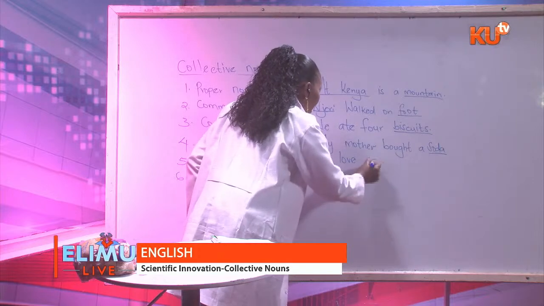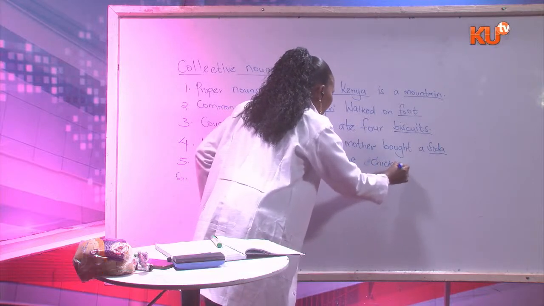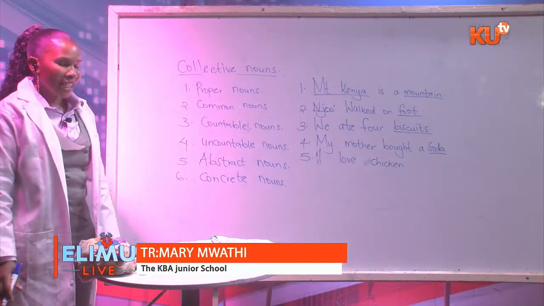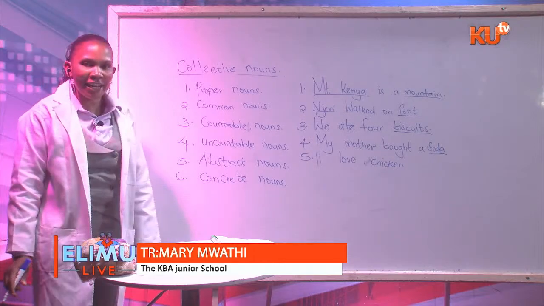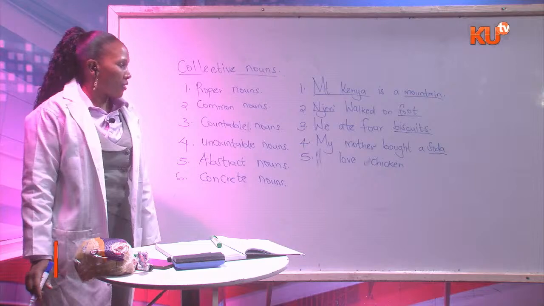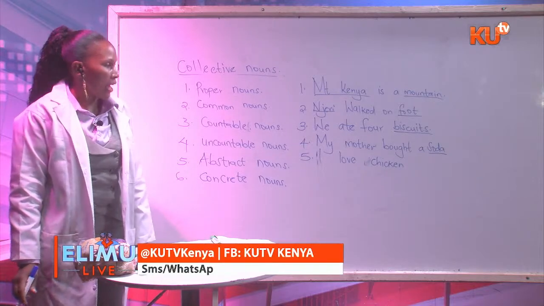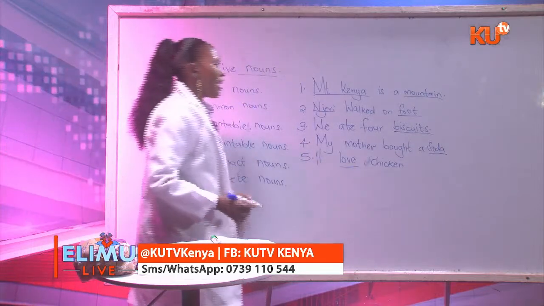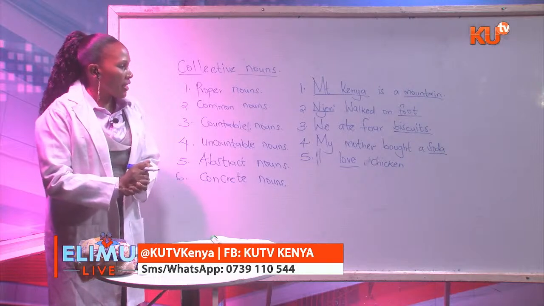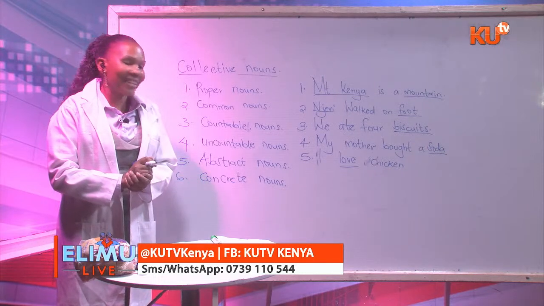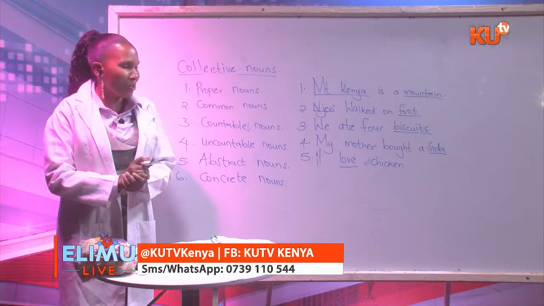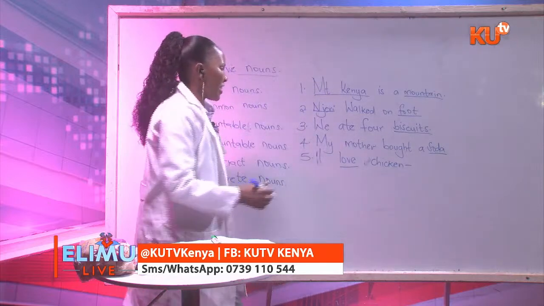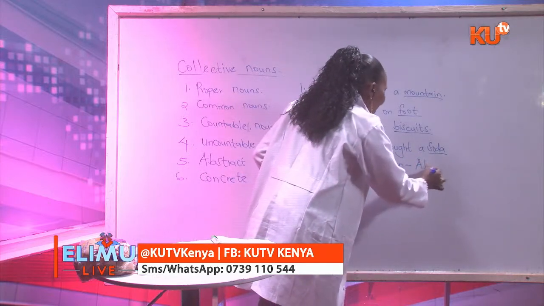I love chicken. Can you identify a noun from the sentence "I love chicken"? Love. Very good. Love is an abstract noun. We cannot touch, nor can we feel love. Love is an abstract noun.